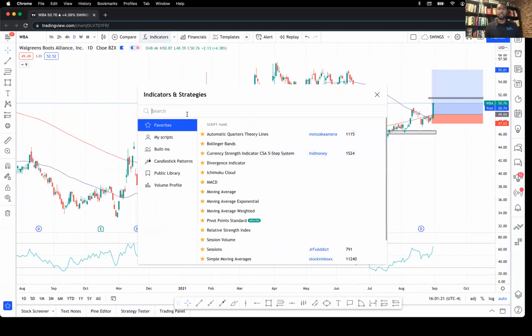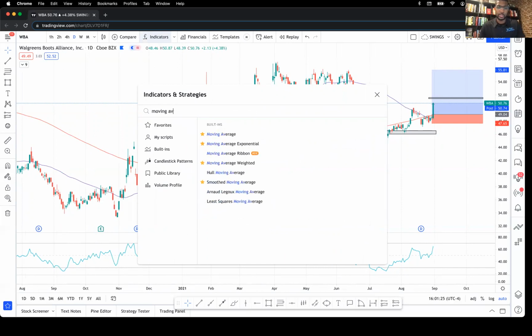If you want to put the moving averages on your chart, all you have to do is type in moving average. You type in moving average and you see it here. This is the moving average that's already built into the TradingView platform. If you want to keep it as a favorite, you just click this star here, so that way you won't have to keep typing it in when you want to add more of them on.